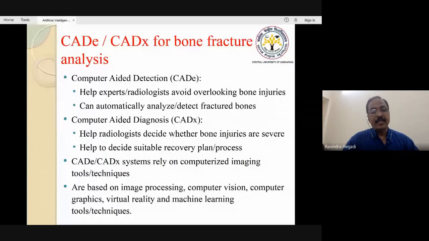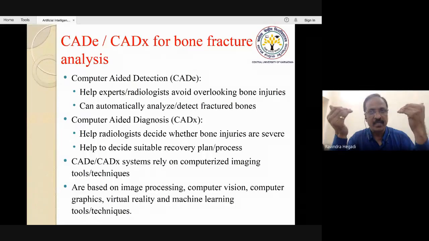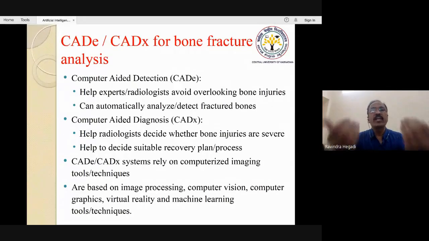CAD-E and CAD-X systems rely on computerized imaging tools and techniques. They totally rely on computer-based tools and techniques, particularly to assist medical experts from screening to diagnosis. They look at the computer-generated images, the computer-generated 3D images or videos, and based on that, they take the treatment plan.